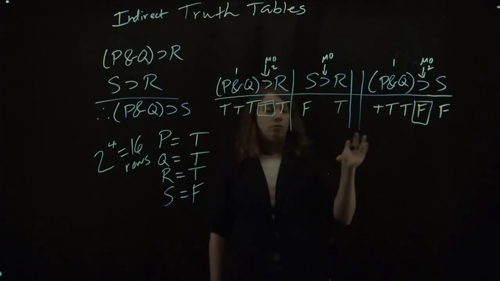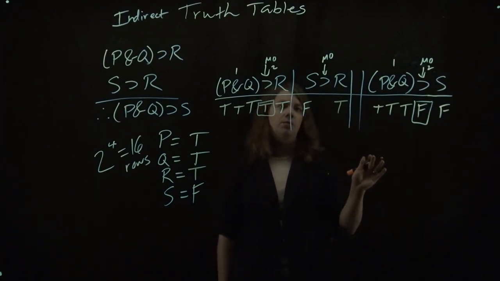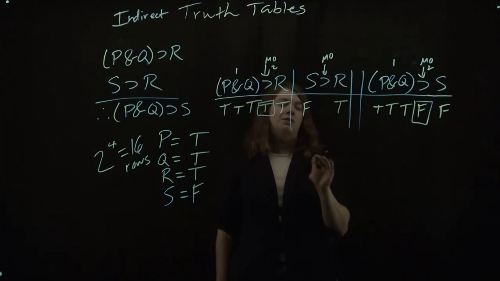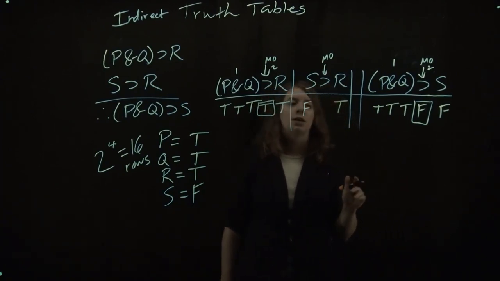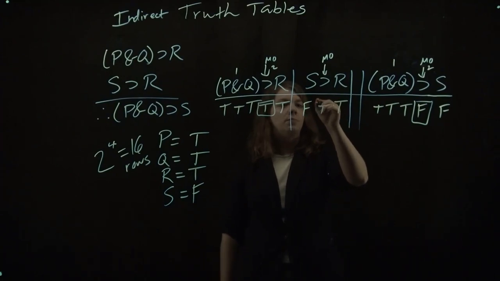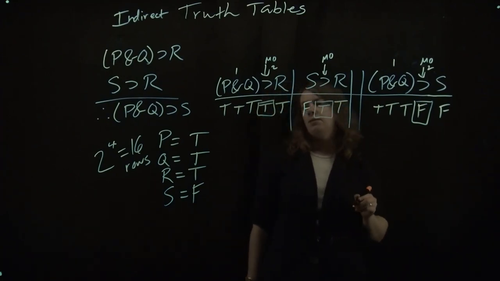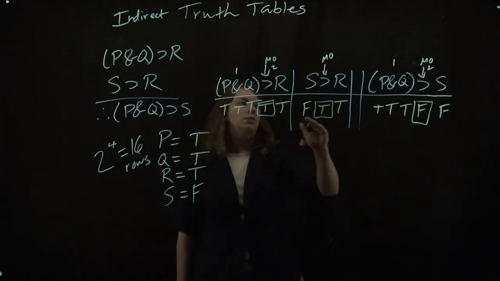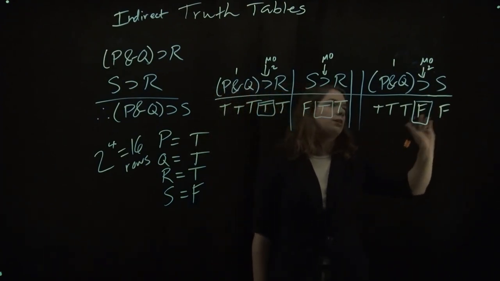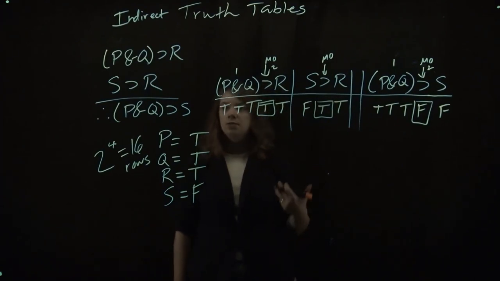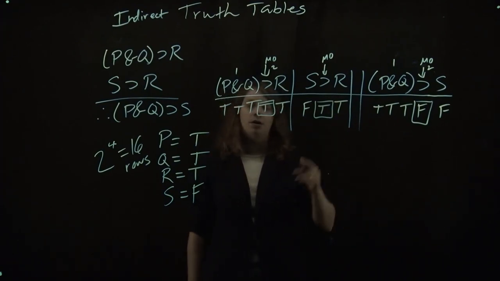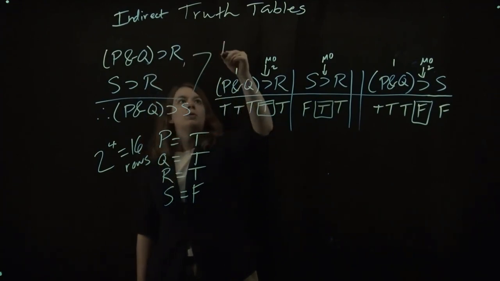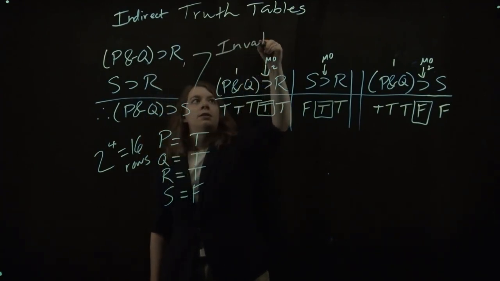We know from our conditional operator table that if the antecedent is false and the consequent is true, then the entire conditional is true. So we got the table to work. We have a true premise 1, a true premise 2, and a false conclusion. Because we were able to get this table to work, we know that this entire argument is an invalid argument.